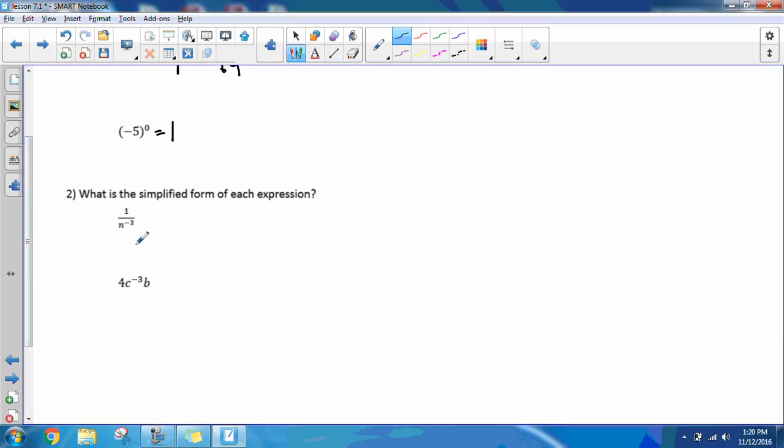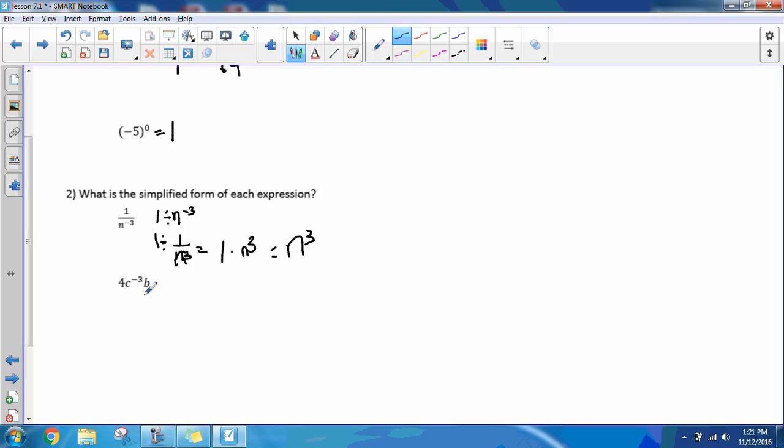Let's try these with the variables. We have 1 over n to the -3 power, which really means 1 divided by n to the -3 power. Well, n to the -3 power really means 1 over n cubed. Sorry about my exponent. Well, dividing by a fraction means I multiply by the reciprocal, which means I'm taking 1 times n to the 3rd power, and that will equal n to the 3rd power.